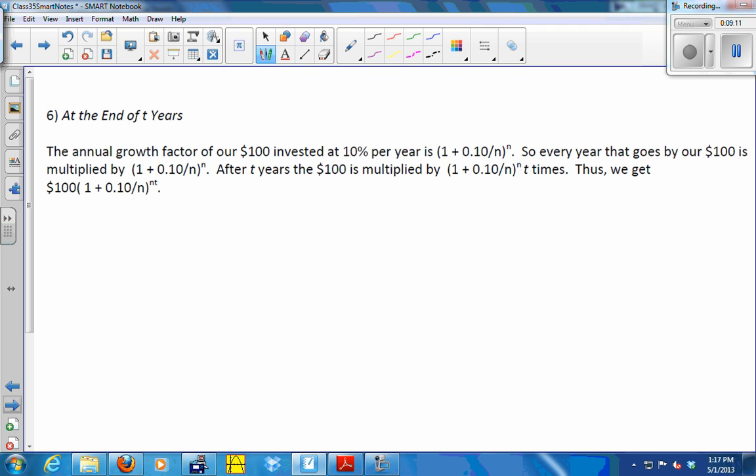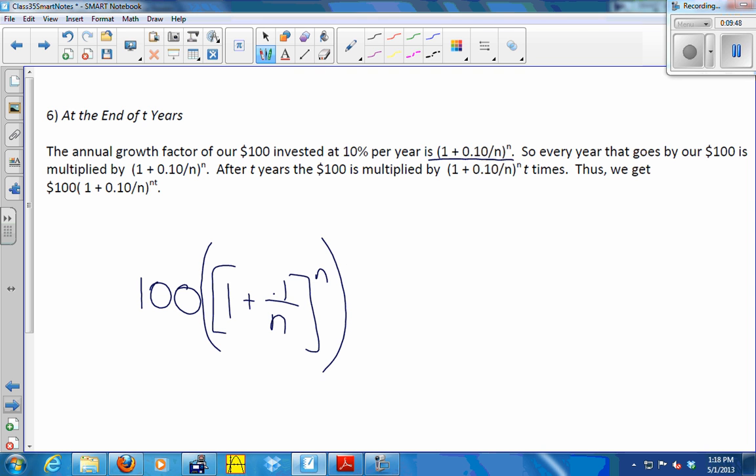Now, what if I want to keep my money in the bank for longer than a year, though? All of these examples have been how much money is in there at the end of 1 year. Well, this is my annual growth factor. That's the number I multiply $100 by to see how much is there at the end of 1 year. I use that same growth factor year after year after year. So I'm going to take my $100, multiply by my yearly growth factor, t times for t years. So I raise my growth factor to the t because I'm going to repeatedly multiply by it. And then when you raise a power to a power, you just multiply the exponent. So I have 100 times 1 plus 0.1 over n to the nt. So this is how I would calculate the amount of money in the account for longer than a year.